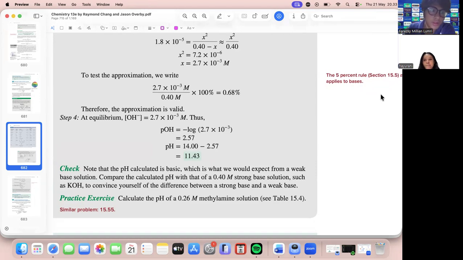Before we end, I want to add something: we need to remember that the x here is not the pH, but only the concentration of hydroxide ions, or in here OH negative. And we need to use this formula to get the pH.